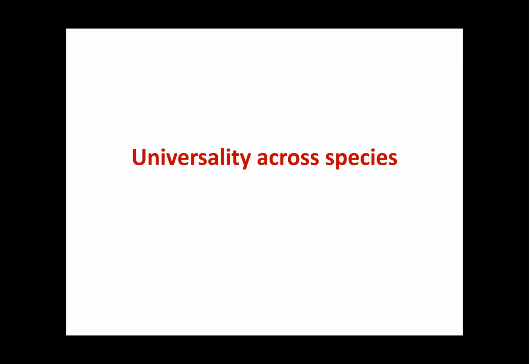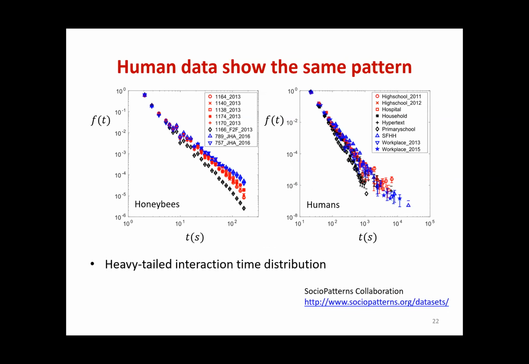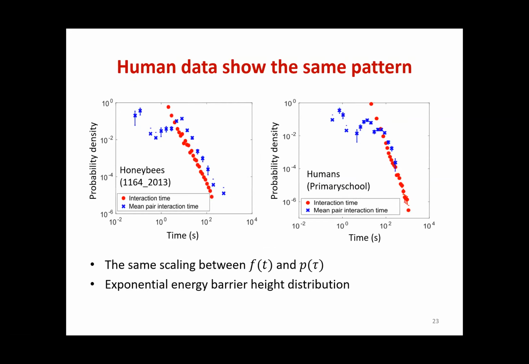What's very nice about our theory is that it applies not only to honeybees, but also to other systems such as humans. So we got the human face-to-face interaction data from Social Patterns collaboration for various different settings, such as schools, hospital, conference, etc. And for all these different settings, we see a power distribution of the interaction times for humans, just like honeybees. And we compared the scaling between f of t and p of tau for humans as well. And you can see that indeed they show the same scaling behavior.